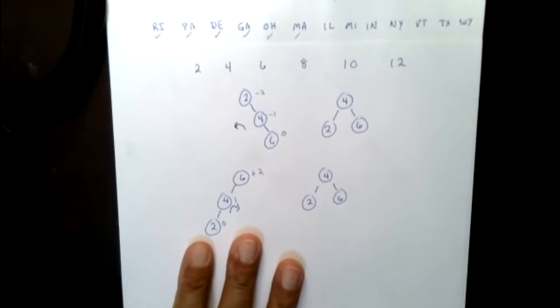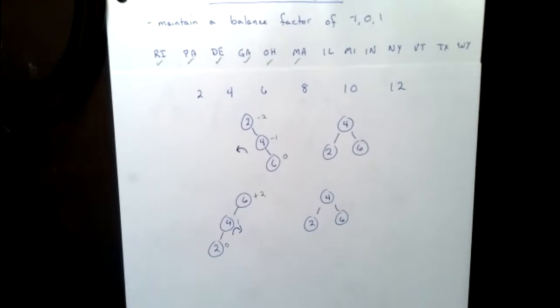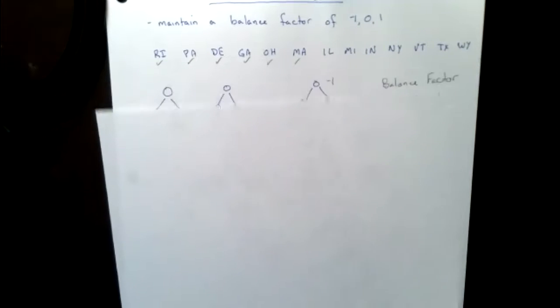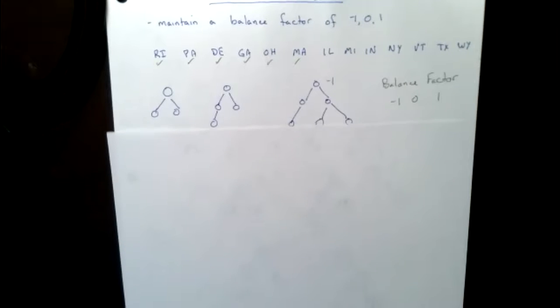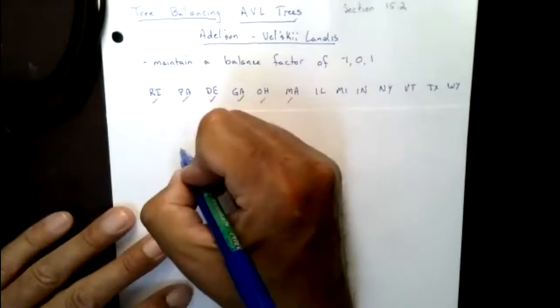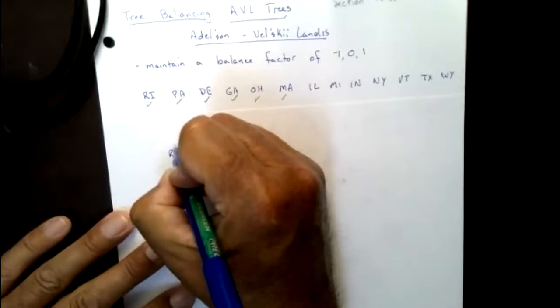All right. So my example is I want to put in the states, Rhode Island, PA, Delaware, Georgia, Ohio, Massachusetts, and so on. I want to put them in alphabetically. So that means alphabetically less than goes to the left, alphabetically greater than goes to the right. So let's see what we have. We talked about maintaining our balance factor. Okay. Rhode Island, you're good.